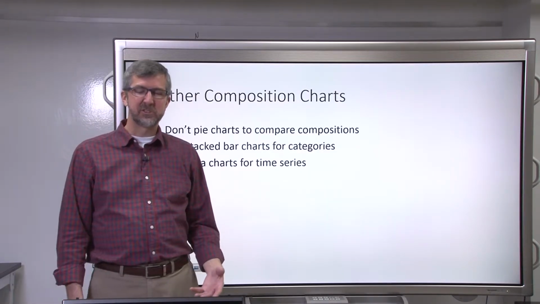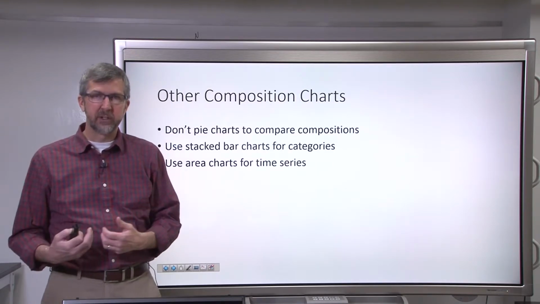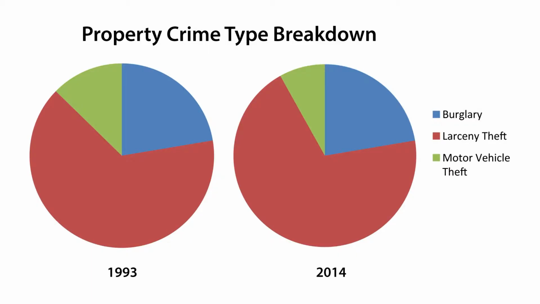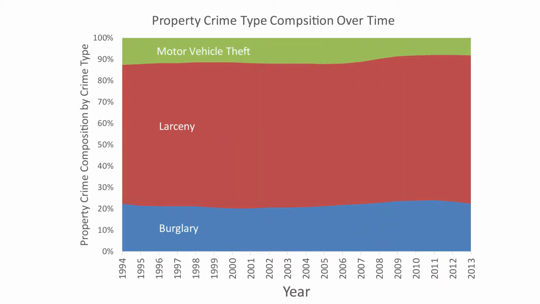Other types of composition charts are better for comparing multiple categories. You don't want to put 2 pie charts next to each other. It's very difficult for the eye to estimate volume of pie slices. It's much better to use a stacked bar graph to compare multiple categories. And if you're looking at comparing time series, it's best to use a stacked area chart.